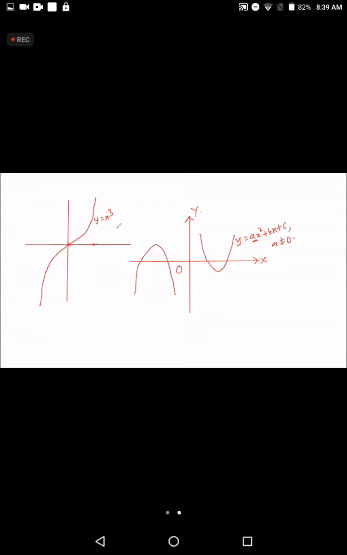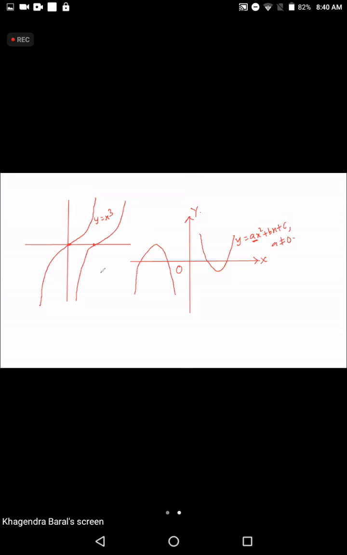Okay. The graph is like this naturally. It seems to be a tangent curve. The graph of a cubic function seems to be a tangent curve.